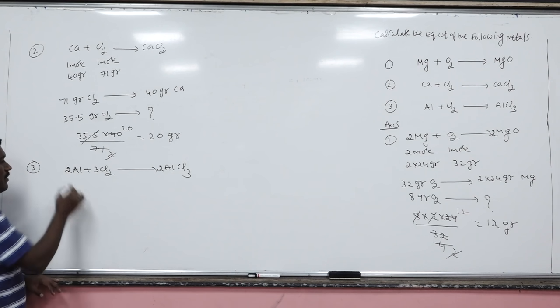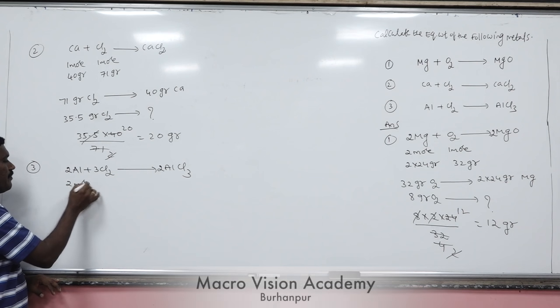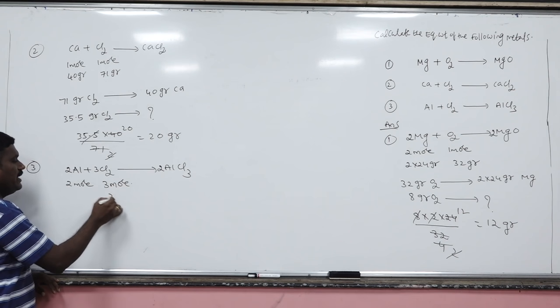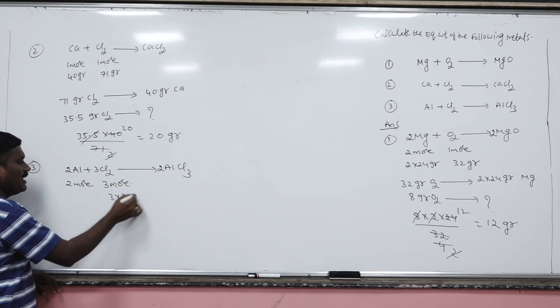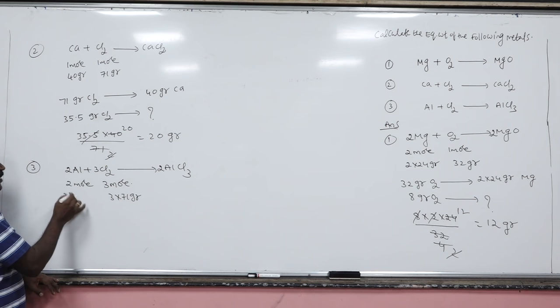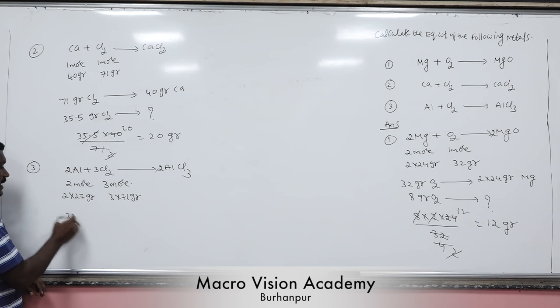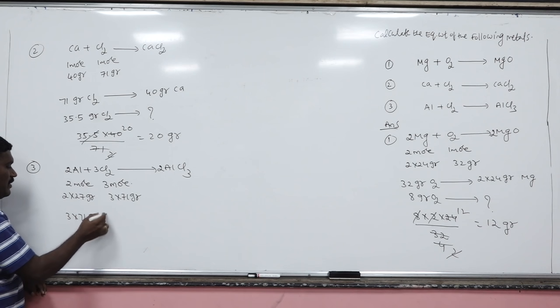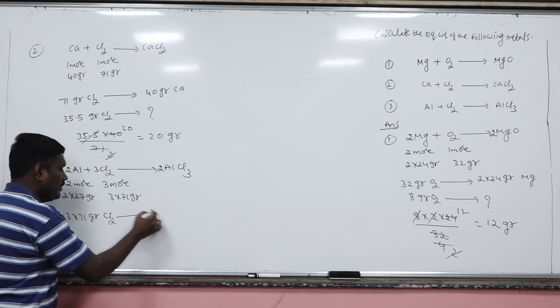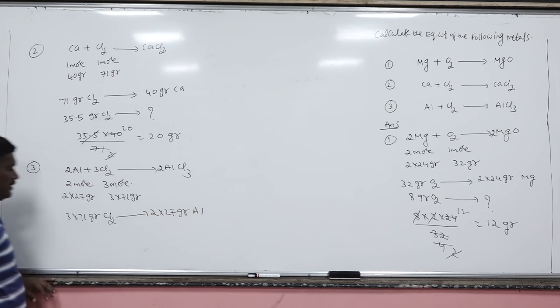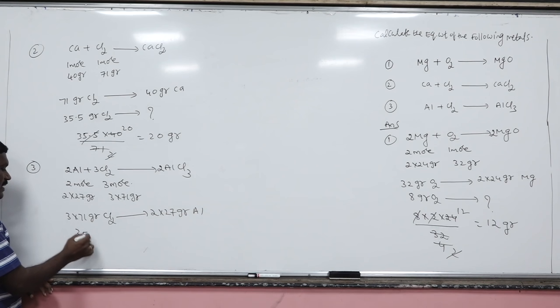Okay. Now how many moles of aluminium? How many moles of chlorine? 3 moles. So 3 into how many grams? 71 grams. 2 into how many grams? 27 grams, because 1 mole aluminium is equal to 27 grams. 3 into 71 gram chlorine required 2 into 27 grams aluminium. Yes or no? Then what is the equivalent weight of chlorine?